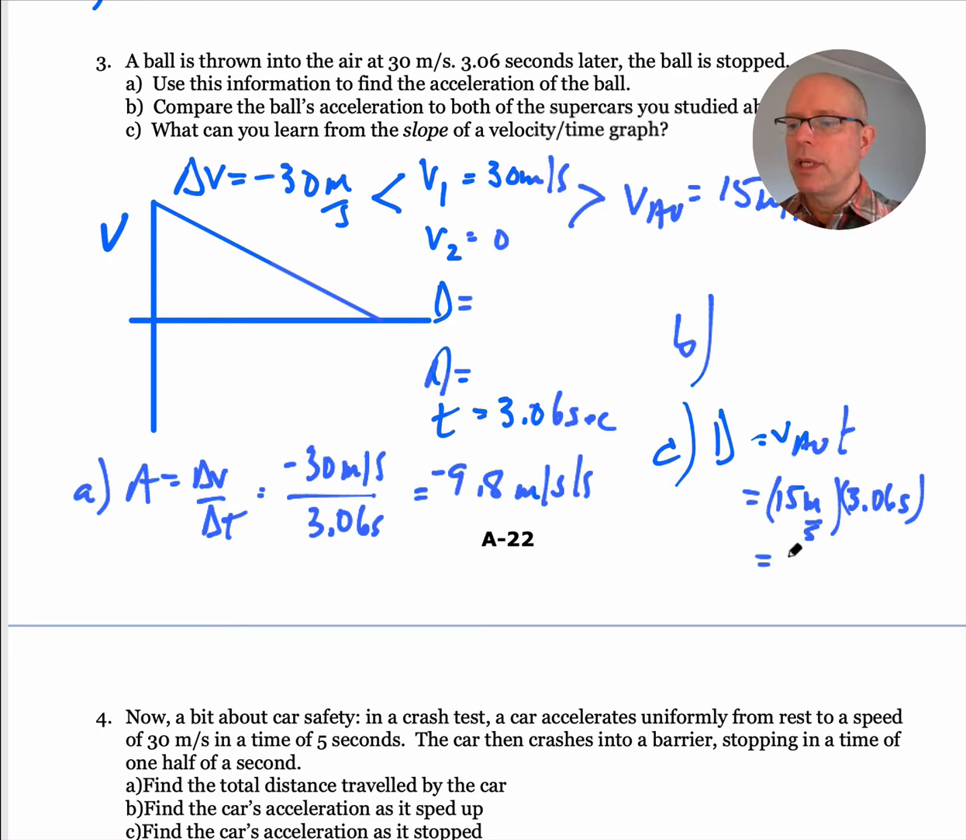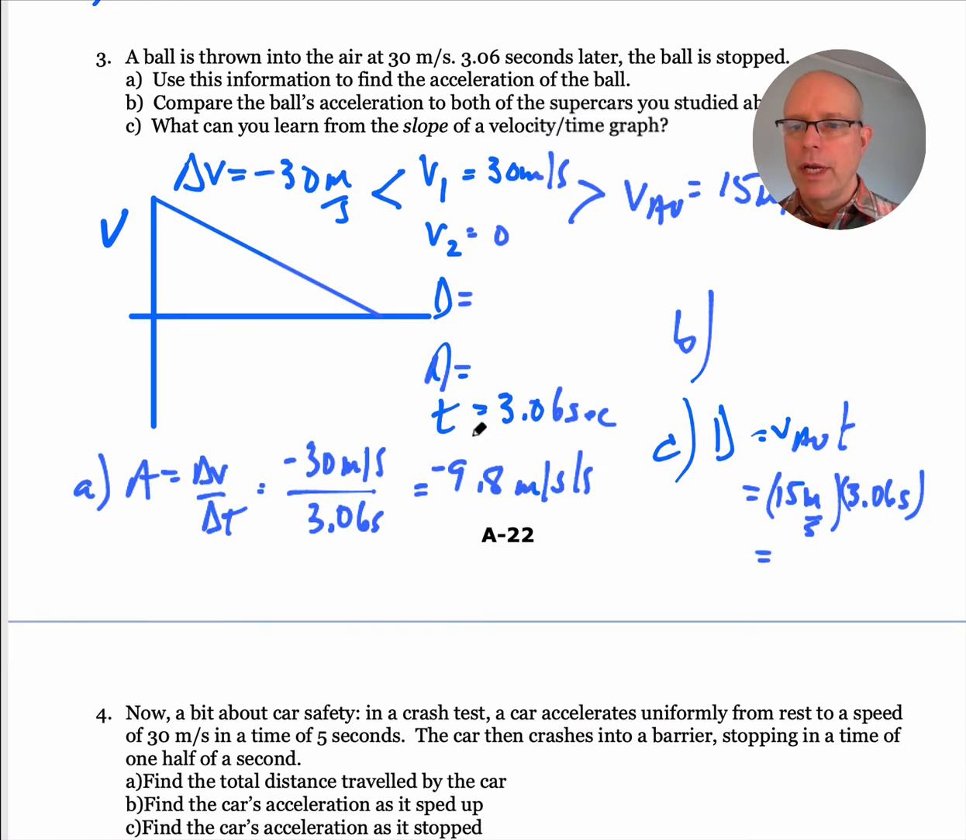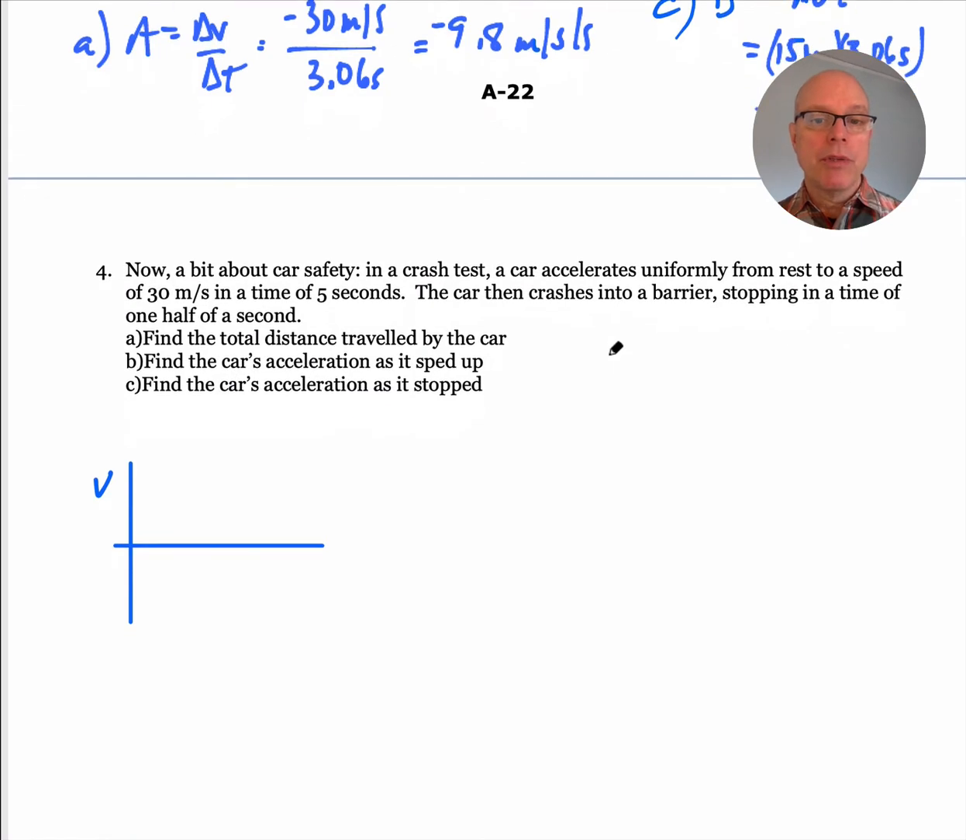The answer turns out to be, let's go get it. Right, and that turns out to be 45.9 meters, okay? And that's going to be the height of the ball. Okay, almost out of the woods.